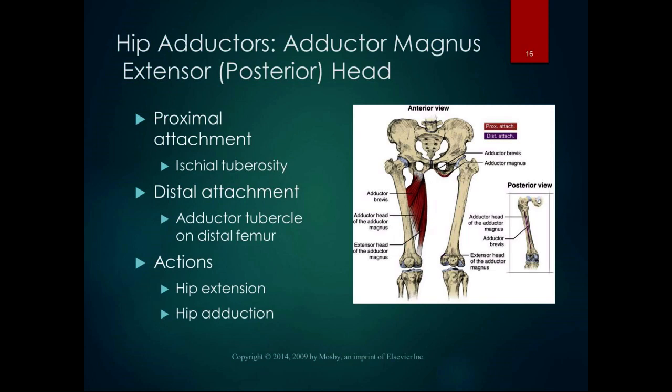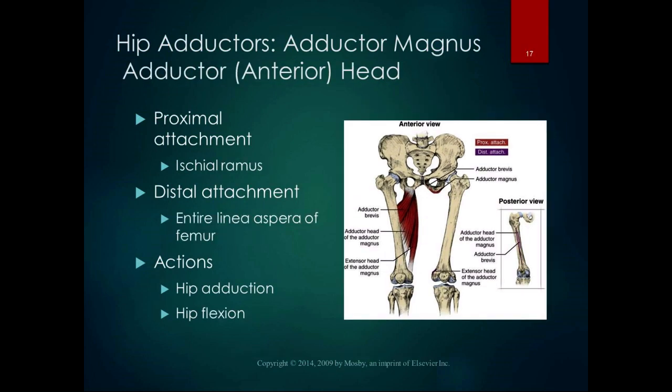So it does hip extension, and the attachments are similar. Just like the hamstrings, the extensor head attaches on the ischial tuberosity, and its distal attachment is the adductor tubercle of the distal femur. So it does hip extension and adduction, and it gets the sciatic nerve, that extensor head. You can think of it as the neighbor to the hamstrings, and it's sharing their Wi-Fi. I never thought of it that way before, but from now on I'm going to think of it that way.